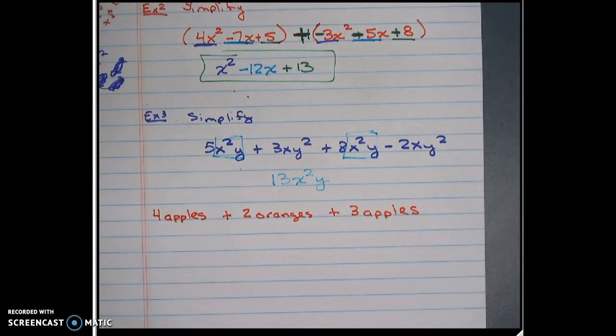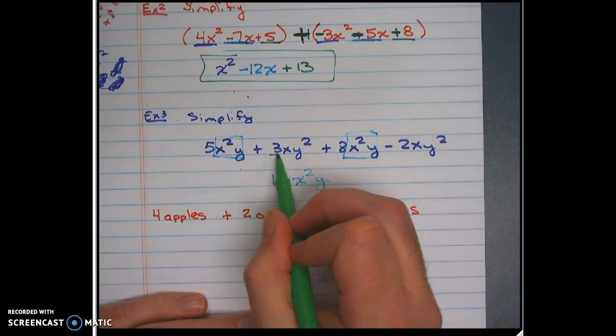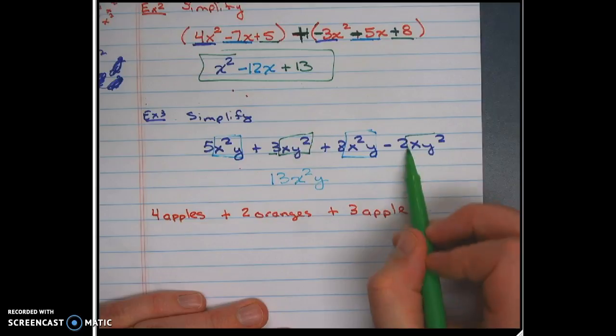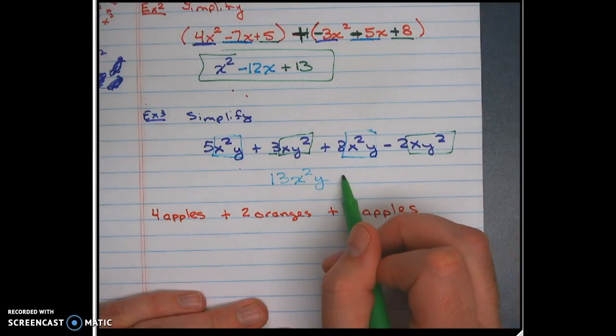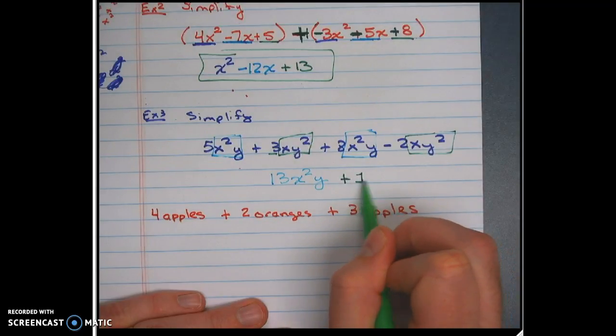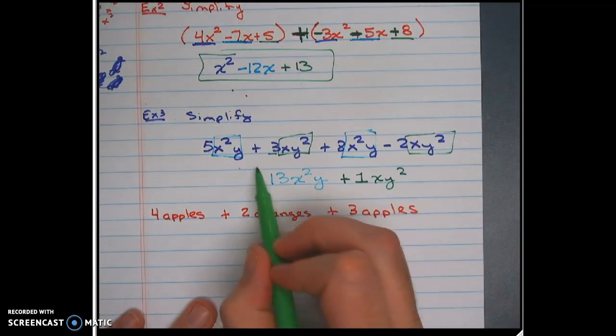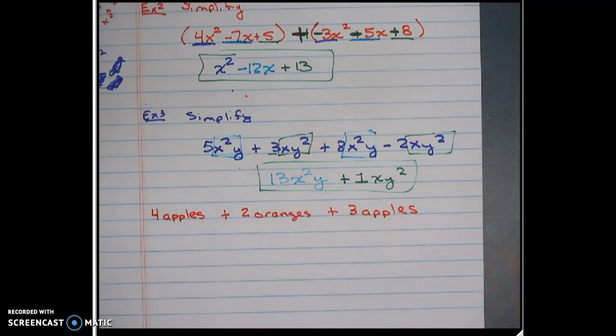What else do we have in this one? We have 3. 3 of what? Xy squareds. If I have 3xy squareds minus 2 more xy squareds, 3 minus 2 is just 1. Positive 1xy squared. And again, you didn't have to write that 1, but you can. So we look at adding and subtracting polynomials. Just make sure that you are adding and subtracting like terms only.